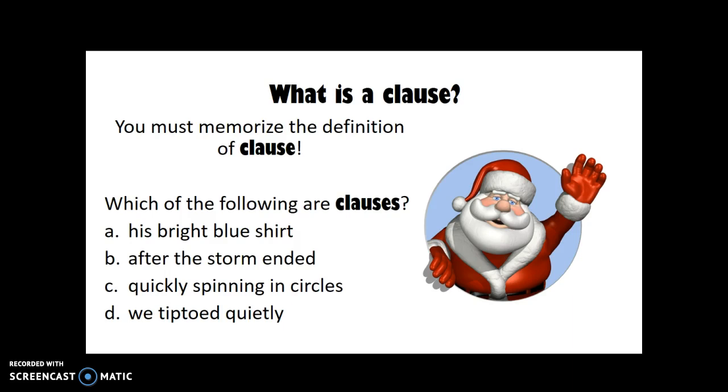Once you find the verb in a sentence, it is pretty easy to find the subject. All you do is ask who or what is doing the verb. So for this one, we go, ended is the verb, who or what ended, the storm ended. So you have subject, the storm, ended, the verb.